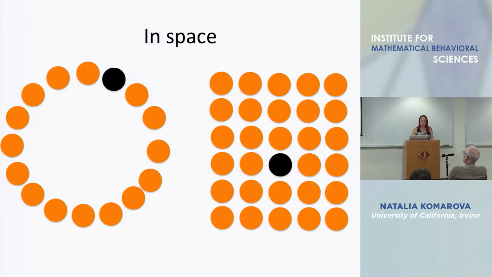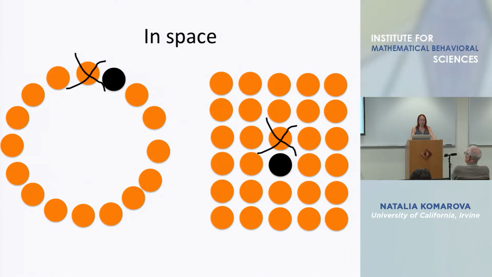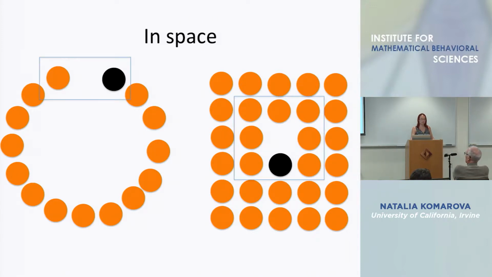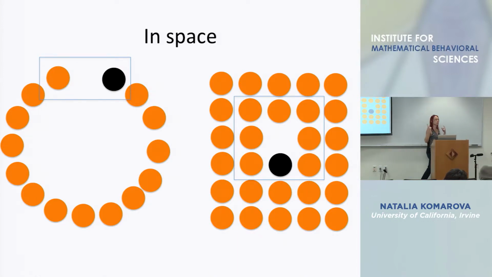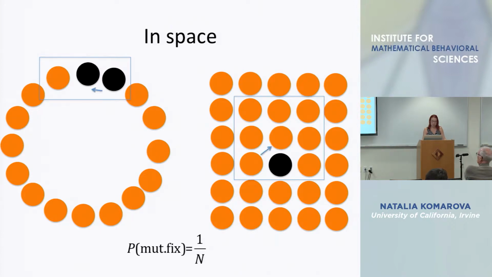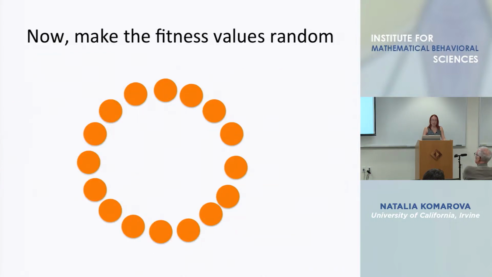In space, the same thing happens. So if we want to model things in space, we just have different rules of reproduction. If I kill a cell, then not everybody can replace it, but only individuals from nearby. So I draw a box. For example, only these 2 neighbors can replace this guy in a circle, and only these 8 cells in a 2D grid can replace the dead cell. Okay. And again, you can prove that the probability of fixation starting from 1 cell for a neutral mutant is 1 over n.